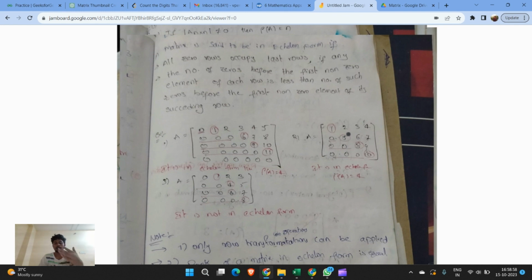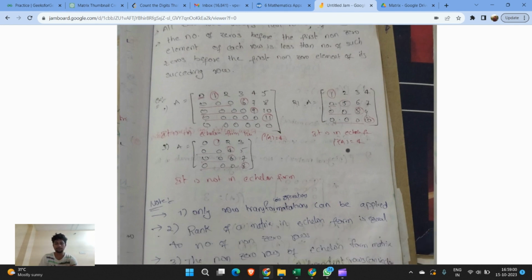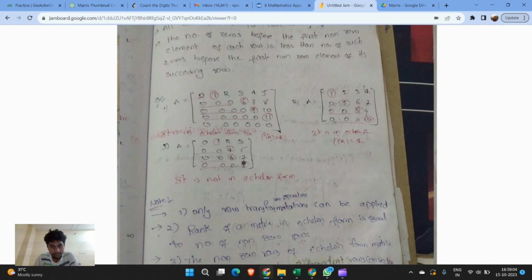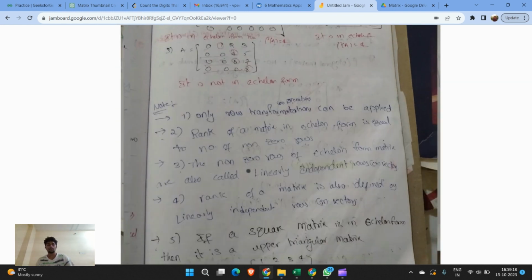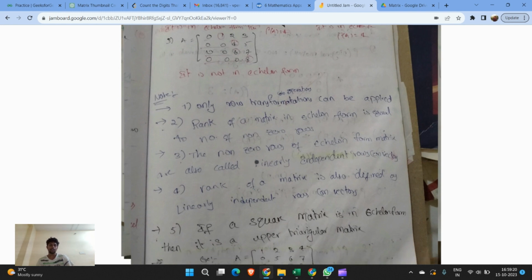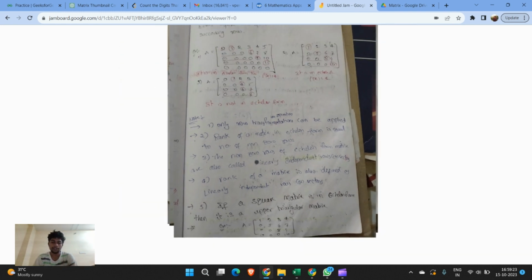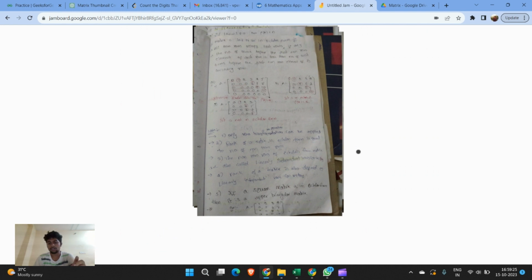We have to transform the rows to find that. So consider this example. This is not at all in echelon form, because 0 0 is there, 0 0 is there, and 0 0 0 0 6. All three are the same thing. The number of zeros is not increasing, so it's not in echelon form. So you have to find the transformations, like row operations, and based on that you can convert that matrix to echelon form. Then based on that you can find the rank of that matrix.